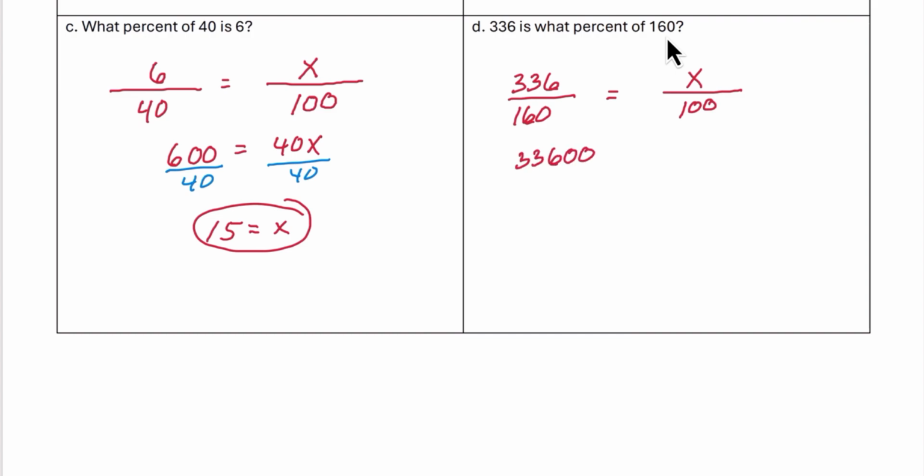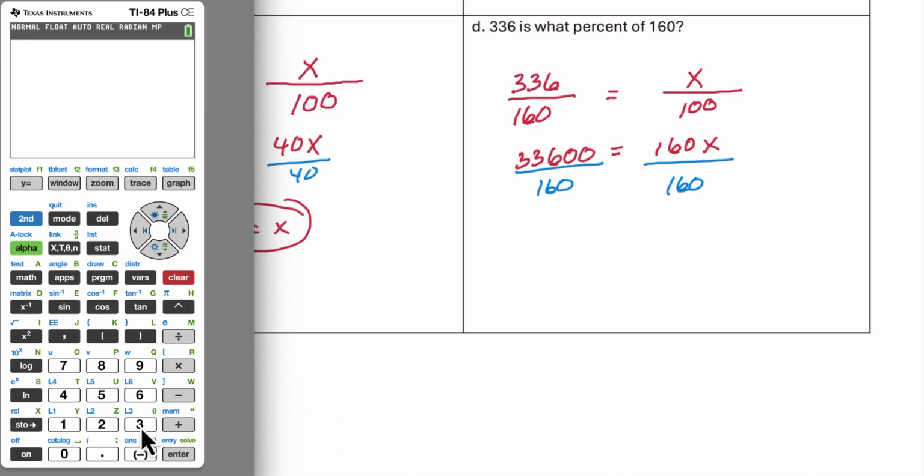Cross multiply. We get 33,600 equals 160x. Then we'll divide both sides by 160. 33,600 divided by 160 gives us 210. Keep in mind this is a percentage, so we need to tack on that percent sign.